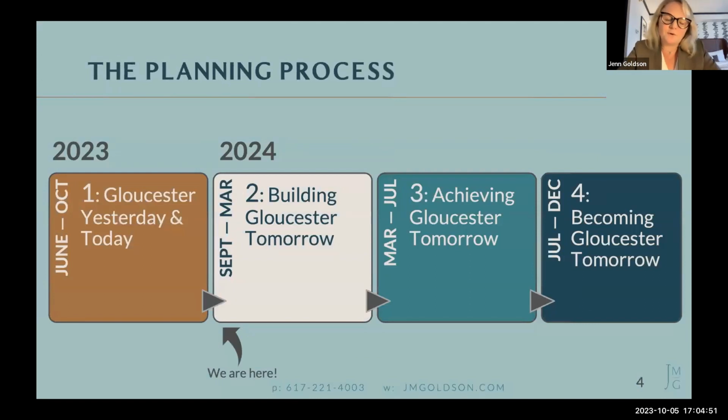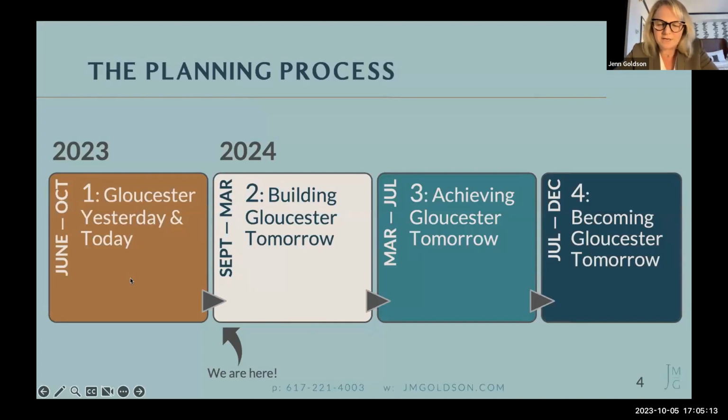So you've seen this before. I like to always anchor us in where we are in this process. And so this is a 4-phase process. And we are right at the very beginning of this second phase, which is really the community visioning and goal setting phase. This is where we first start to work on policy.